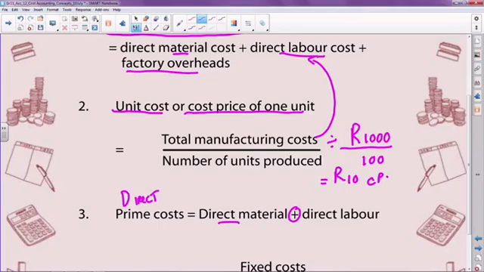If they ask you for prime cost per unit, you would simply take your total prime cost, in other words, direct material plus direct labor, and you then again divide it by number of units produced or number of units manufactured.